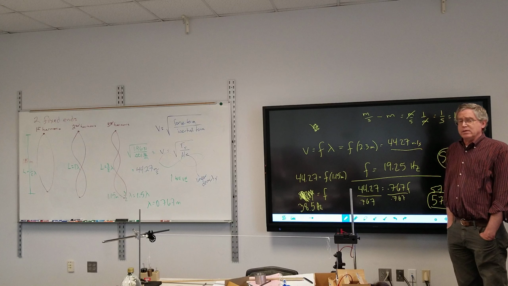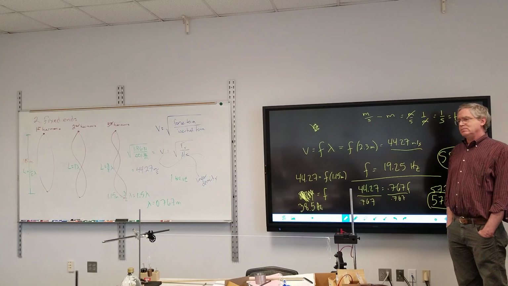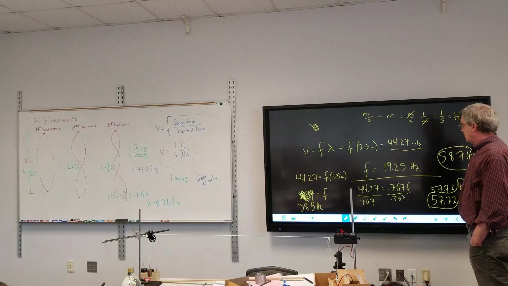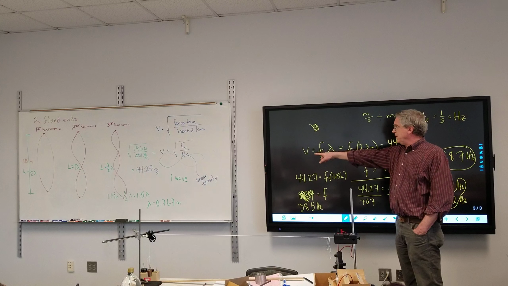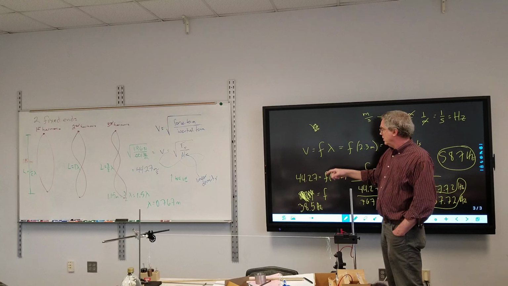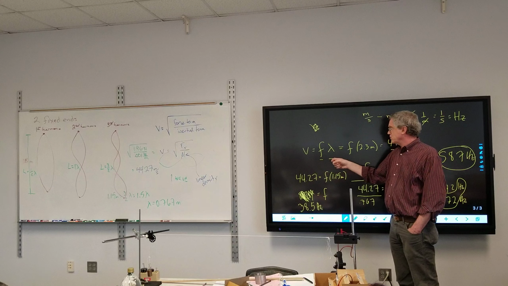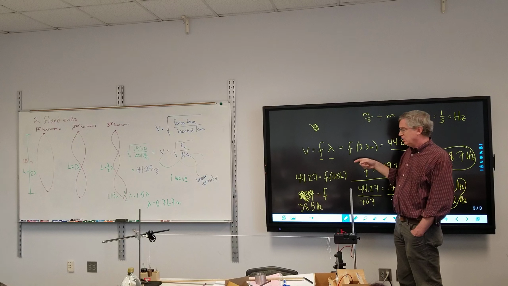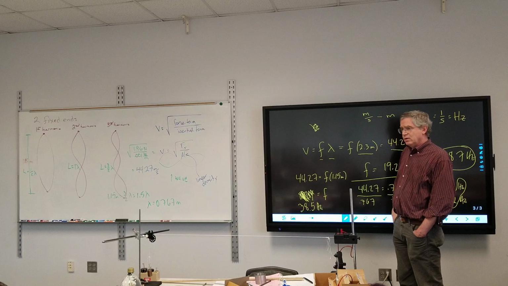All right, questions here? For the speed equation with the 2.3, where did you get the 2.3 from? That's the wavelength, because I know the speed, we found the speed using that formula. The speed is also frequency times wavelength. And for the first harmonic, that was the wavelength. Okay.